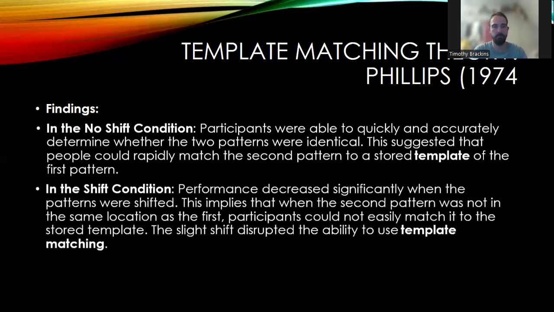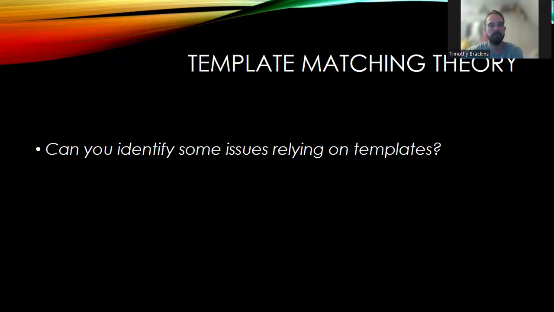In the shift condition, the one that we tried to walk through, performance decreased quite a bit. So participants were far less accurate when the patterns were shifted. And this suggests that when the second pattern was not in the same location as the first, participants could not match it to their stored template. So what it's saying is that even having this little shift in where it showed up, this interrupts or disrupts the ability to use template matching. So as we'll see, that's a weakness for this theory.